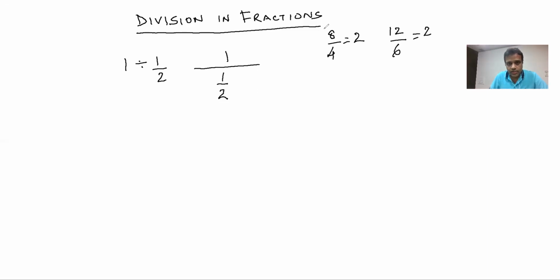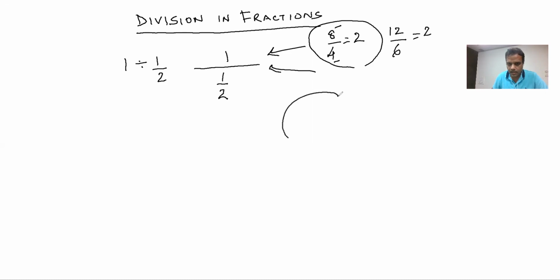Now, what does this mean? That is very important to find the answer for this. This simply means that how many fours are there in 8? 2. 1 4, another 4. 4 plus 4, 8. How many 6 are there in 12? 2. 6, another 6. Together becomes 12. Now, if you know this concept, if you know this basics, then you can easily solve and tell me what is 1 divided by half.